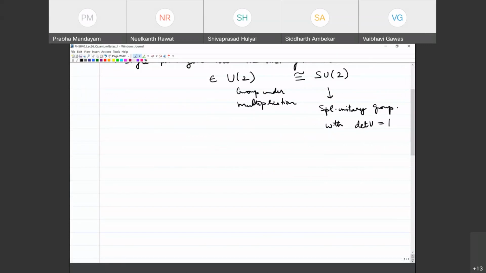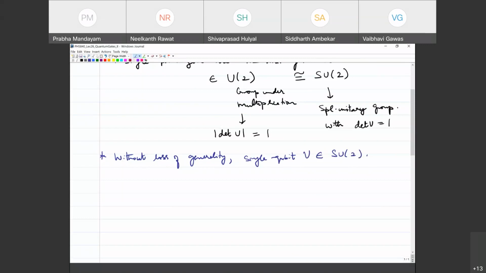The general unitary matrix, as we discussed yesterday, has eigenvalues that are all pure phase, right? So the modulus of the determinant is 1 for a general unitary matrix. But I had said that without loss of generality, we can often let our single qubit unitaries be elements of the special unitary group by essentially adding an overall phase to the gates, right?